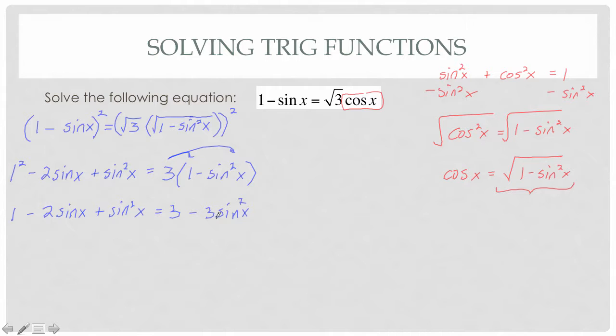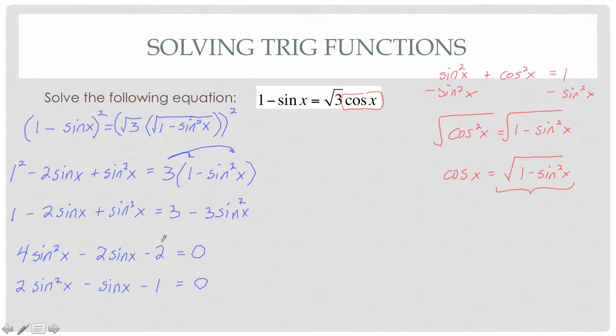Now let's get everything onto one side. I'm going to add 3 sine of x squared to both sides. So that's going to give me 4 times the sine squared of x minus 2 times the sine of x. And we'll subtract 3 from both sides to be minus 2 equals 0. I can factor out a common factor of 2. So let's make this 2 times the sine squared of x minus sine of x minus 1 equals 0. Essentially, I divided both sides by 2.